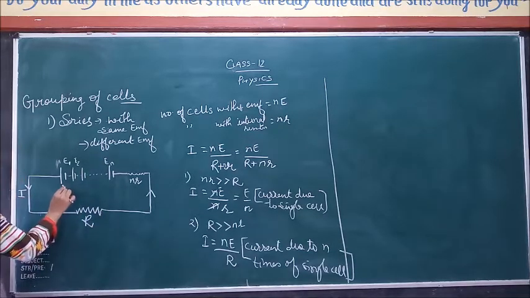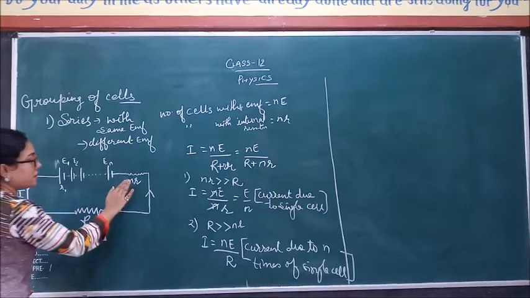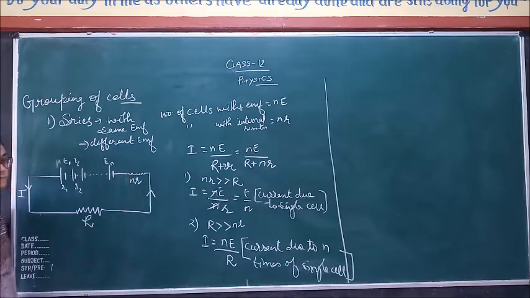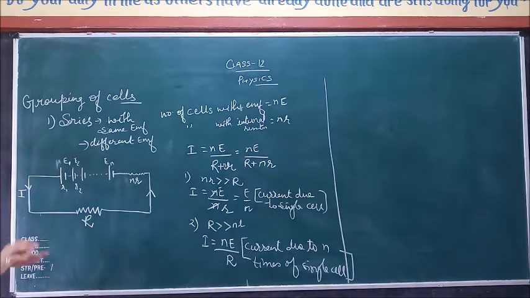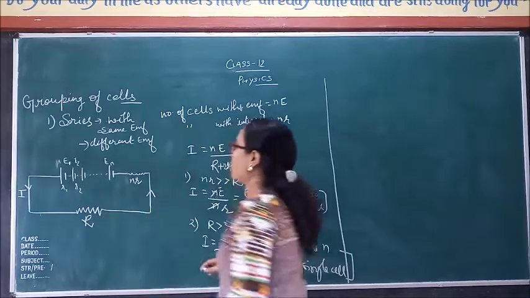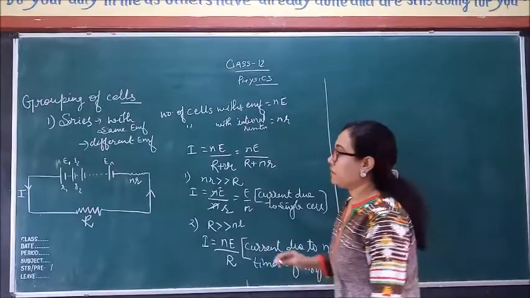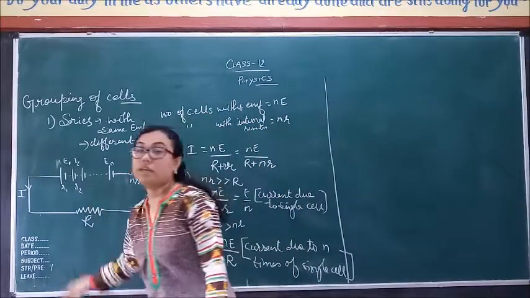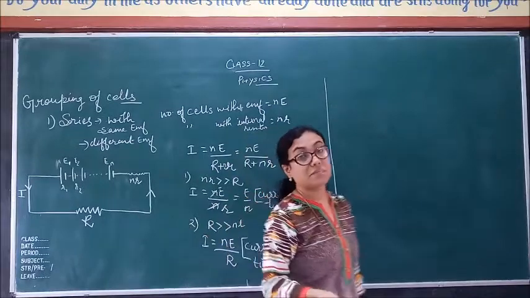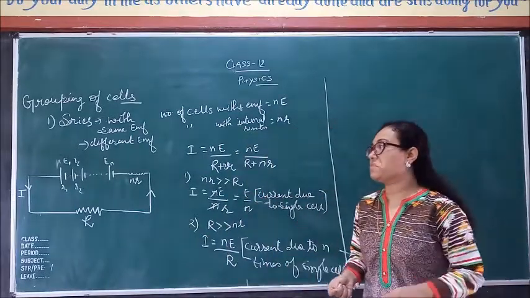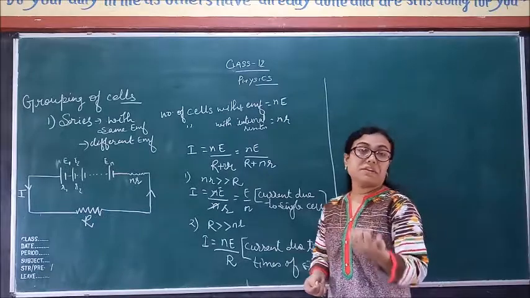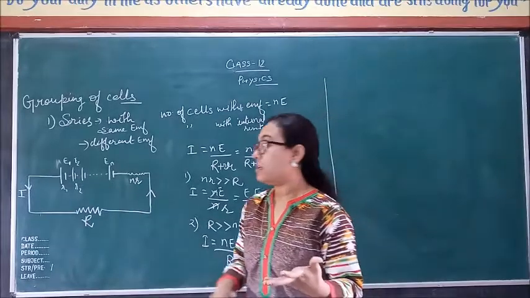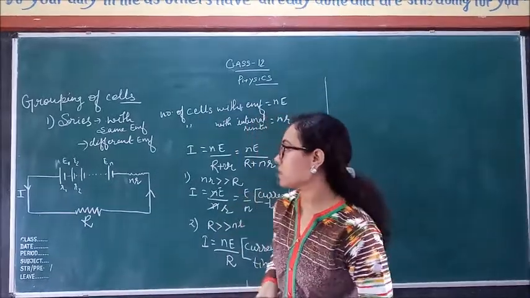Thermal resistance is along, that is R1. This is R1, this is R2, and this is NR, means number of resistances. But this is the diagram for the different EMF. When different EMF is there, students please listen very carefully. When cells of different EMF are connected in a circuit diagram, then what will be developed in the circuit? Tell me, what will be developed in the circuit?